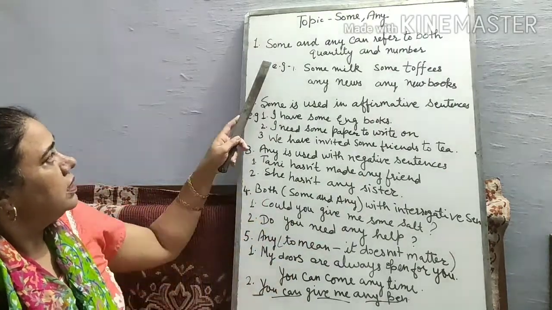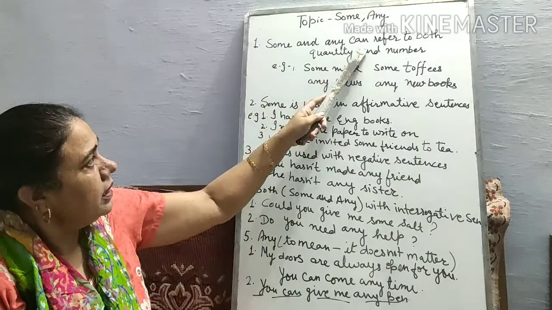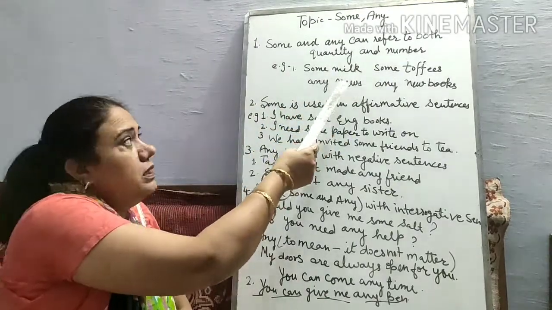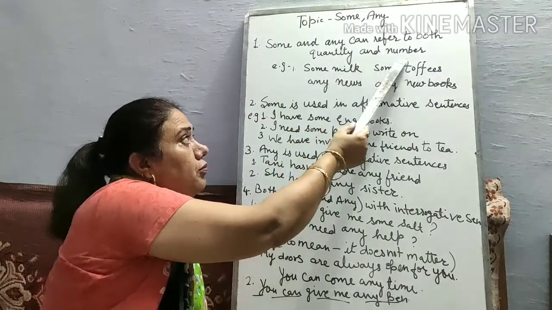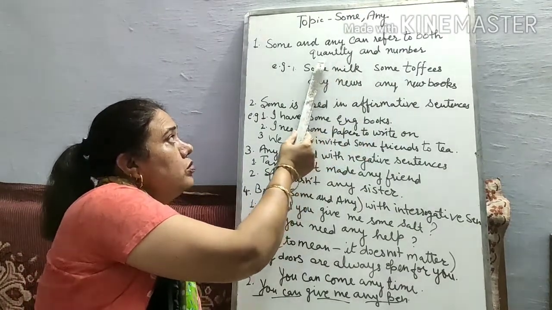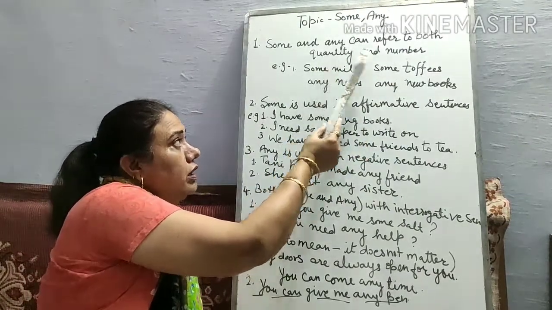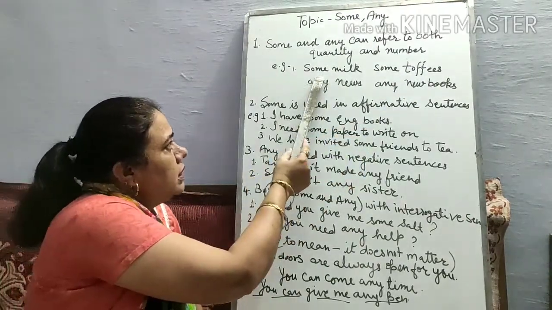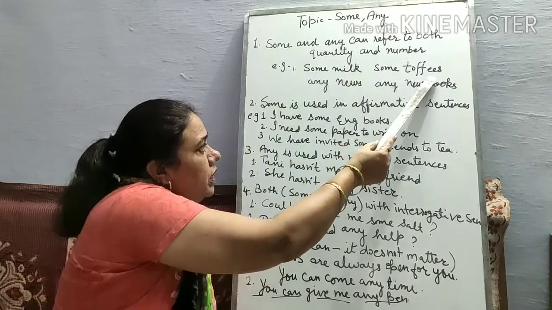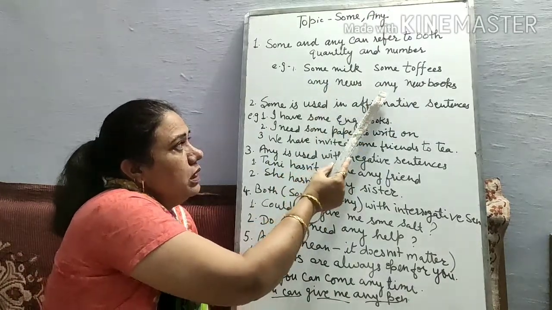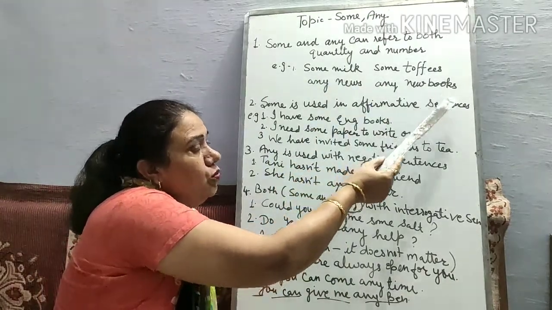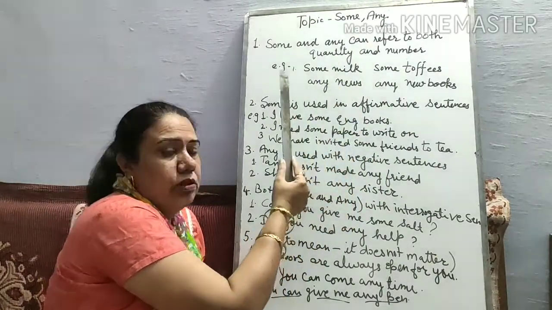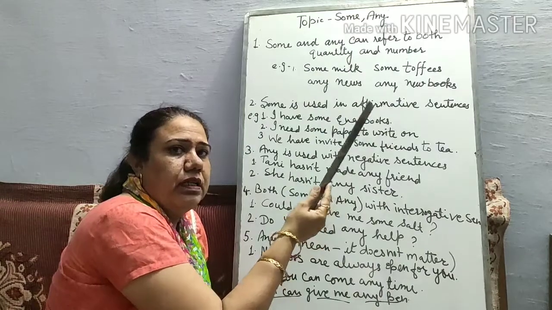Let us start. Some and any can refer to both quantity and number. They can be used with uncountable and countable nouns. For example, some milk, some toffees, any news, any new books. So these can be used with both countable and uncountable nouns.